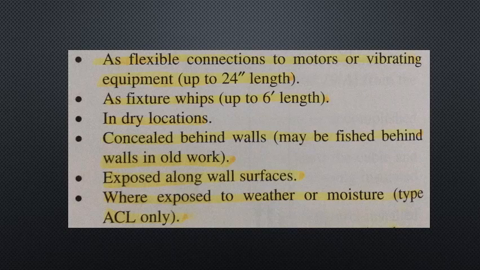Armored cable can be used in the following situations. First, as flexible connections to motors or vibrating equipment up to 24 inches in length. Second, as fixture whips up to 6 feet in length. Third, in dry locations. Fourth, concealed behind walls, or finished behind walls in old work. Fifth, exposed along wall surfaces. And sixth, where exposed to weather or moisture, type ACL only.